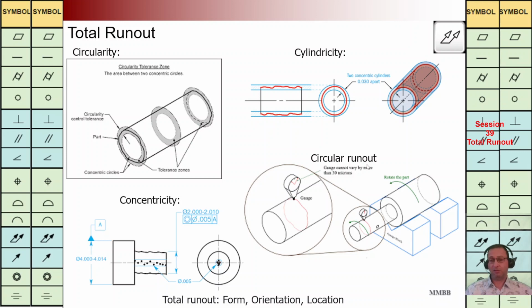And circular runout, we are going to have the 2D version of total runout. We are going to control the form and orientation and somehow off center of each circle in each cross section. We are going to cover all of them by using total runout.